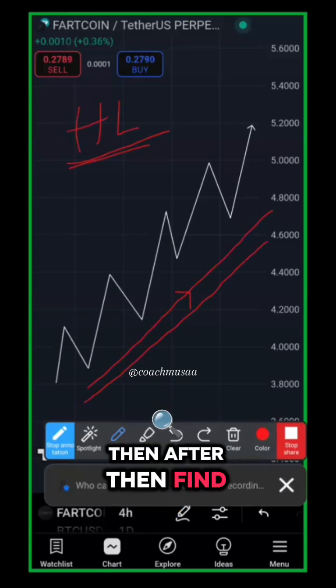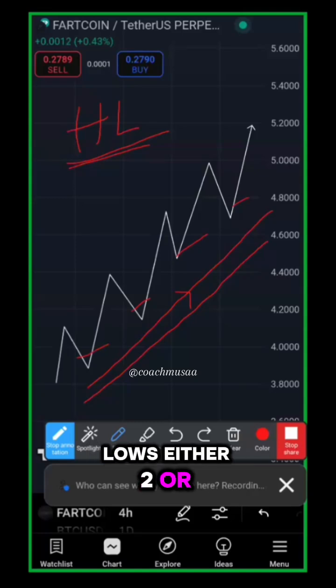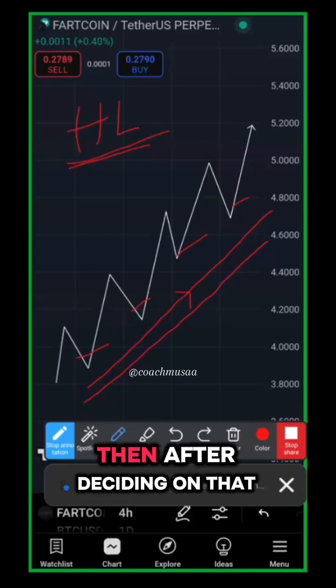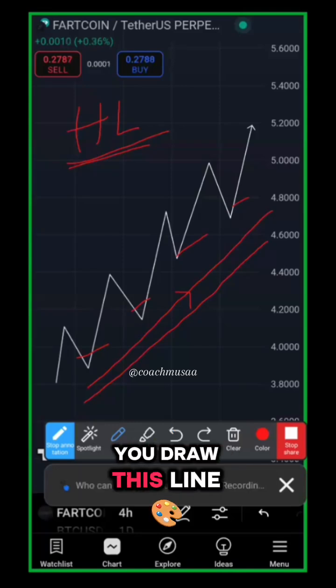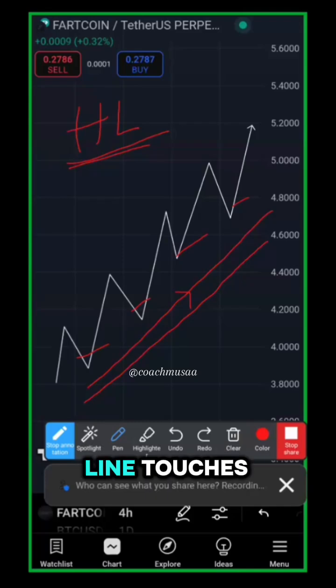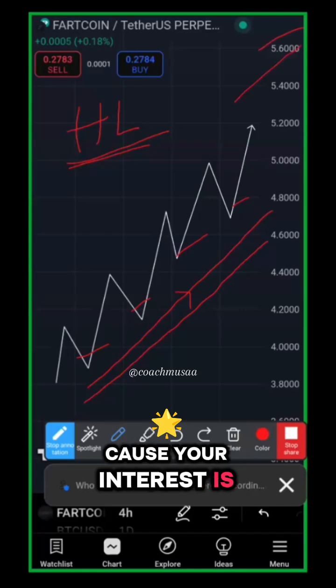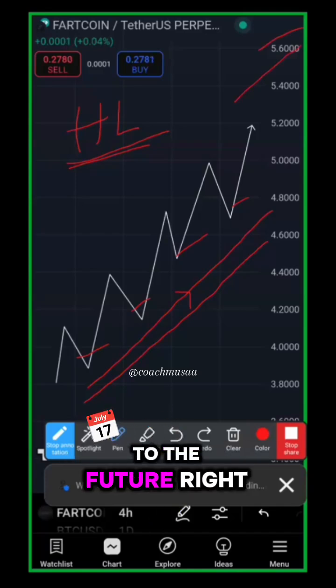Then after identifying the different higher lows, you're going to decide on which of the higher lows, either 2 or 3, your line should touch. Then after deciding on that, you draw this line and it touches those areas you've decided on, and then you extend it to the future, because your interest is monitoring the market price to the future, right?